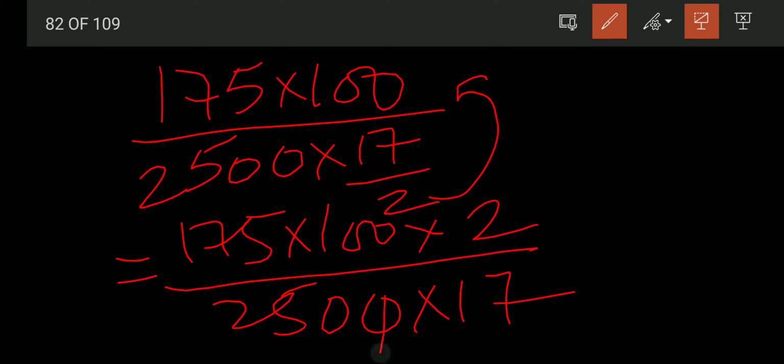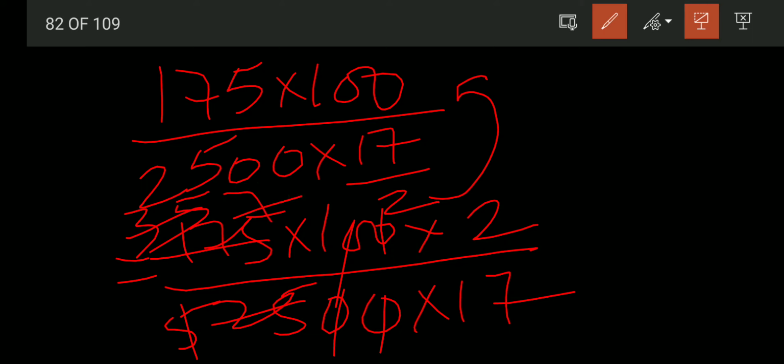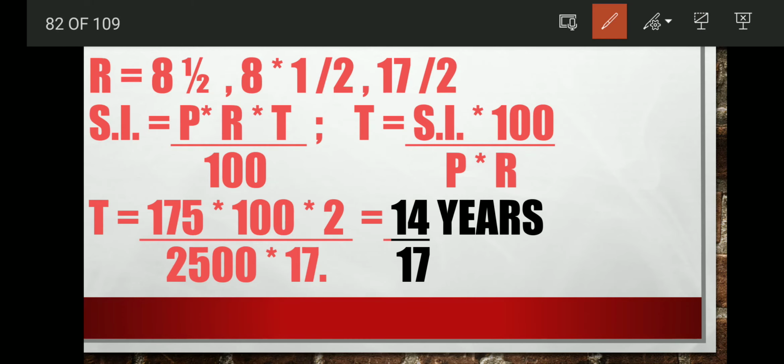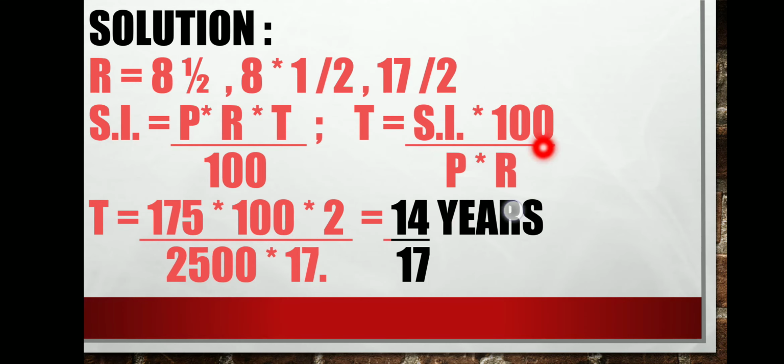Now we'll cancel 0, 0, 0, 0. 5 5s are 25, 5 3s are, then how many times? 5 times. Then 5 1s are, 5 7s are. So it is 7 2s are 14 by 17 years. So this is the time, 14 by 17 years. See here, 14 by 17 years.